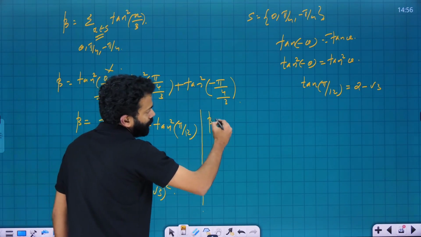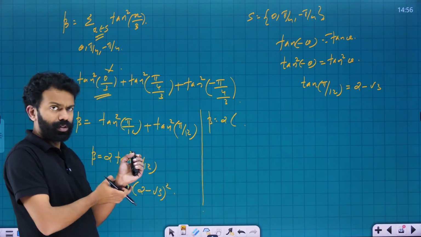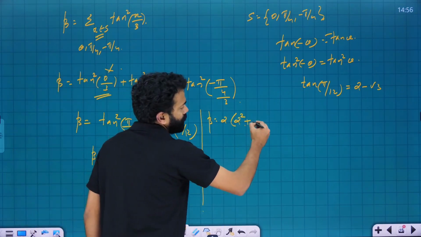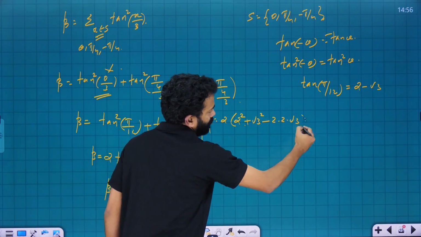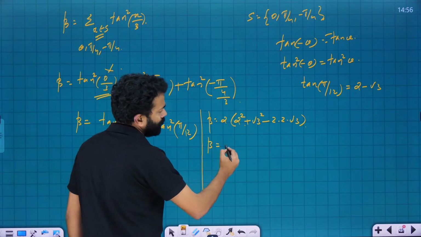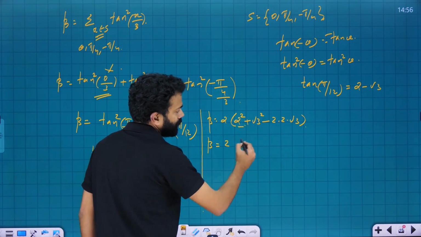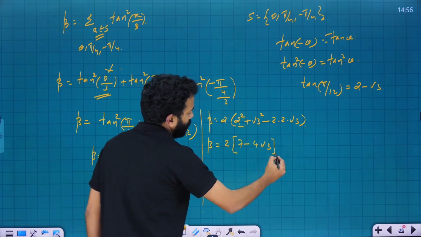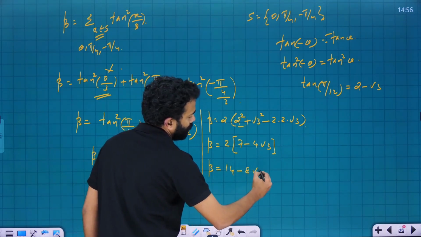That is beta is equal to 2 into, what is 2 minus root 3 whole square? A minus b whole square. Okay, that is 2 square plus root 3 square minus 2 into root 3. I hope it's clear. Okay, therefore beta is equal to 2 into 2 square is 4 and root 3 square is 3. That is, what is 4 plus 3 is 7 minus 4 root 3. Okay, therefore beta is equal to 14 minus 8 root 3.